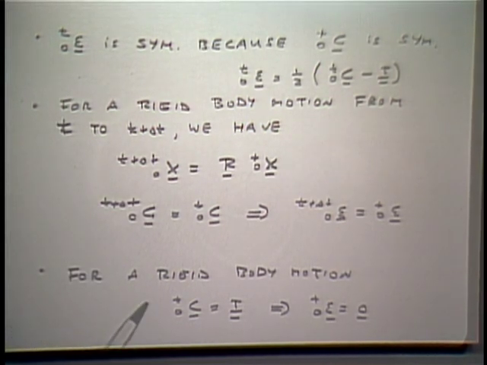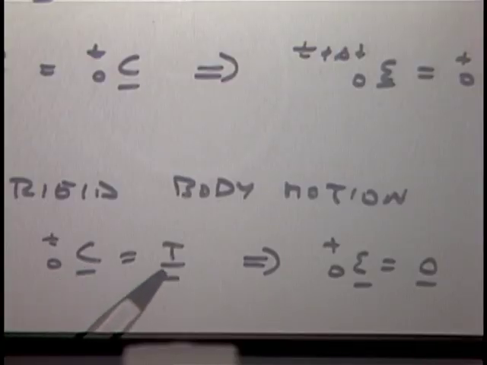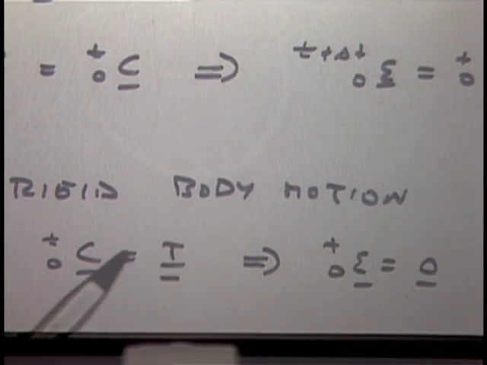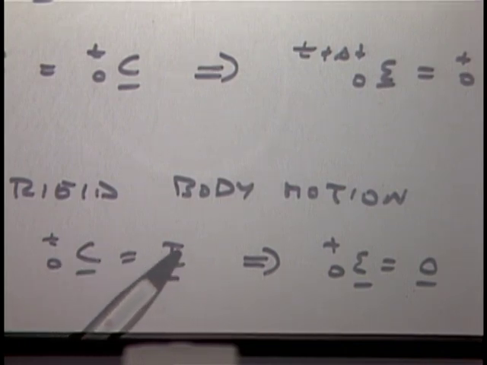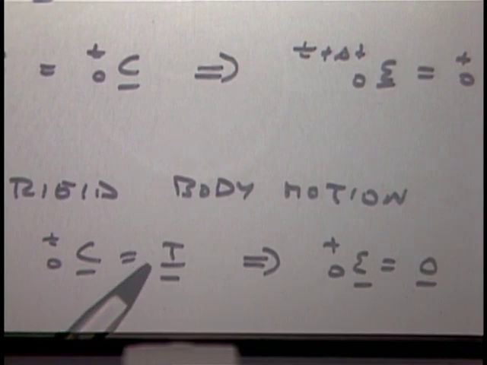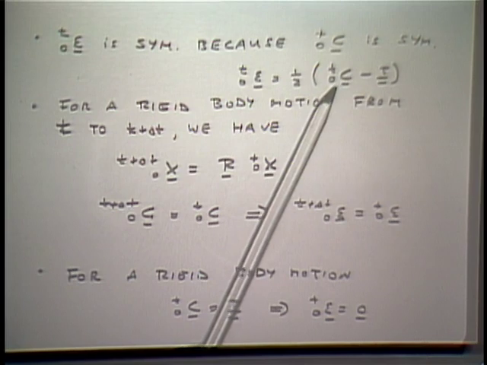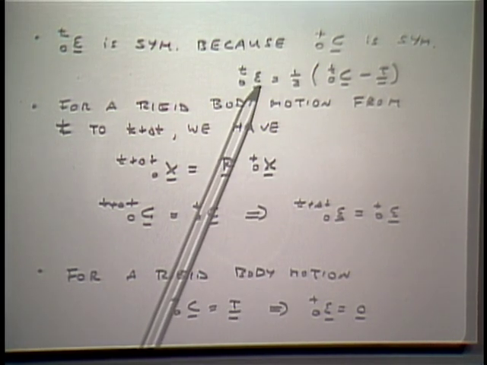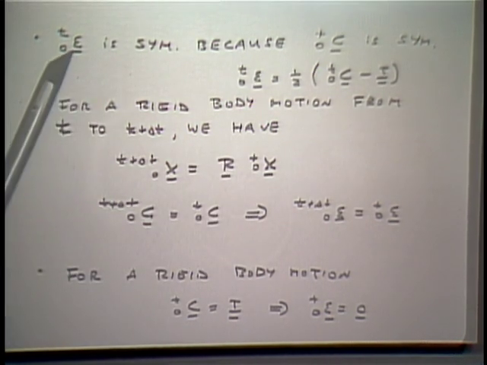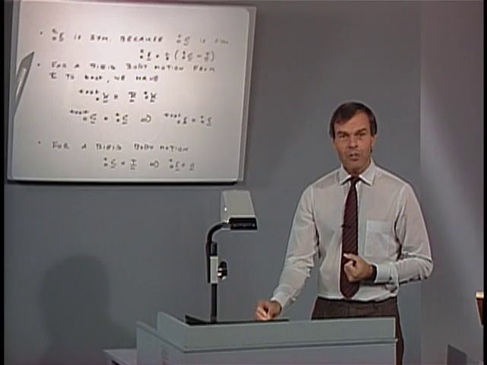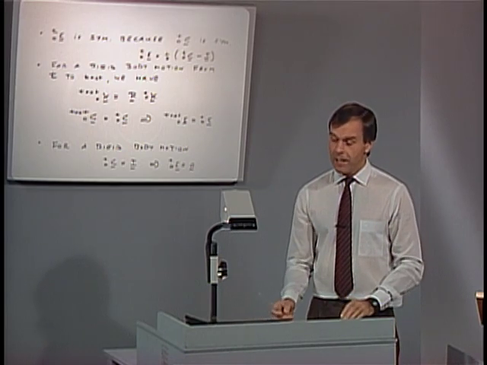Also, for rigid body motion, we have that the C matrix is simply the identity matrix, because remember, the C matrix, Cauchy-Green deformation tensor, does not change with rigid body rotation. It is equal to the identity matrix, and if you then take this C matrix and substitute right up there on the top, you get that the Green-Lagrange strain tensor is 0. So three properties really that we want to keep in mind regarding the Green-Lagrange strain tensor when we later on use it.